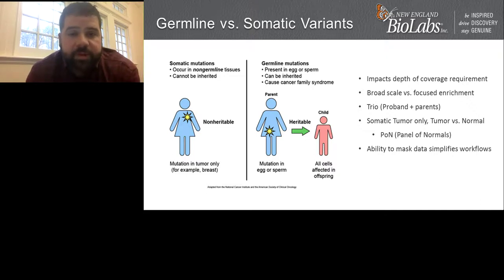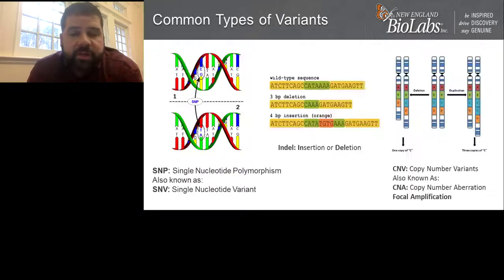In terms of the types of variants, I think this is also an important consideration in terms of the different technologies that are available. So whether or not you're looking for single nucleotide variants, looking for insertions or deletions that might be present, also looking at copy number variations. So these are all things that are going to impact which technology you use.